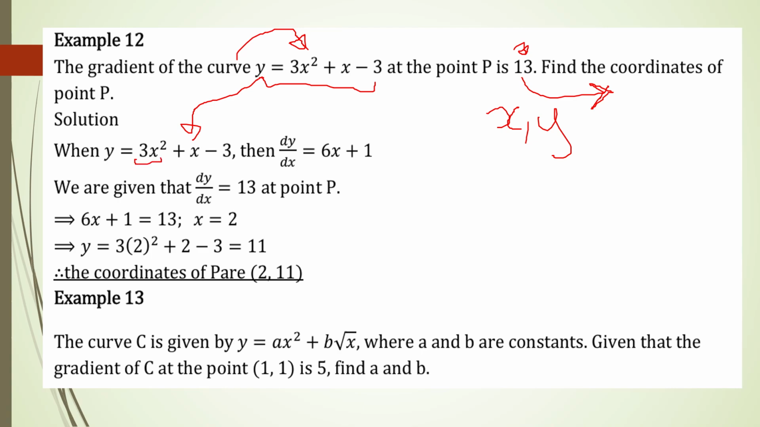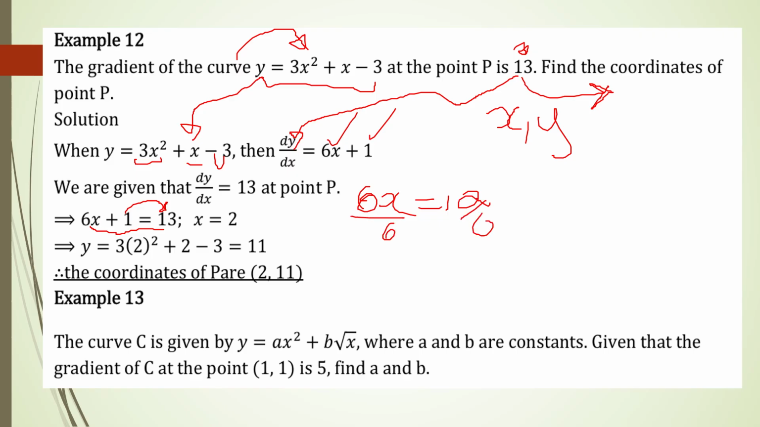So derivative of 3x squared, you're going to get 6x. And derivative of x, you're going to get positive 1. Derivative of negative 3, since it's a constant, you're going to get 0. Now, since they told us that the gradient is 13, instead of dy/dx, we equate our function to 13 because they are the same thing. So it's going to be 6x plus 1 equal to 13. We take 1 this side, it's going to be 13 minus 1 to give you 12. You're going to remain with 6x equal to 12. Then we divide through by 6. Then you end up with the value of x equal to positive 2.